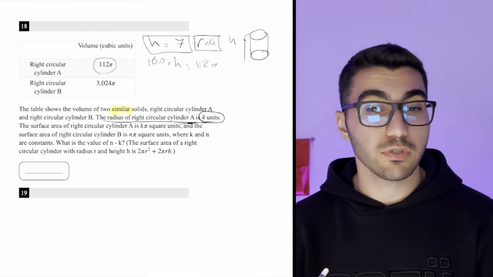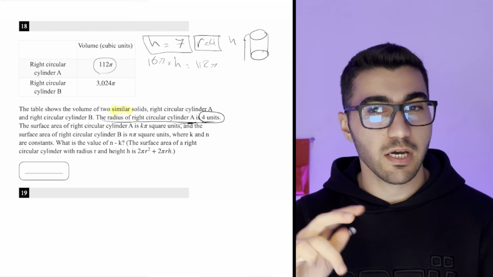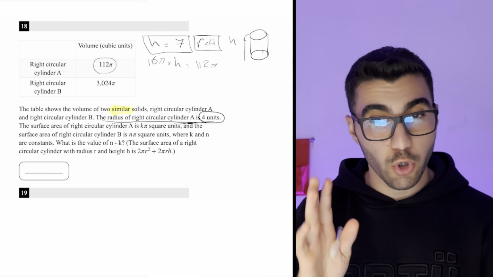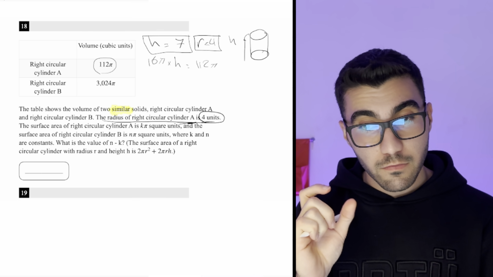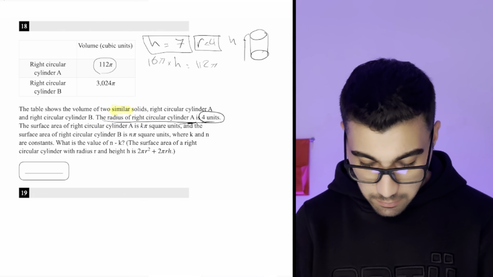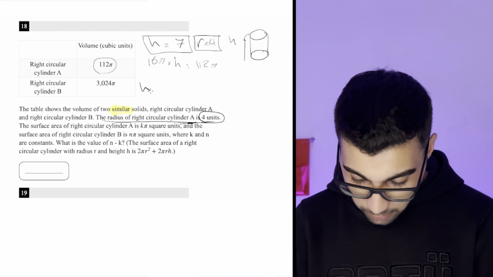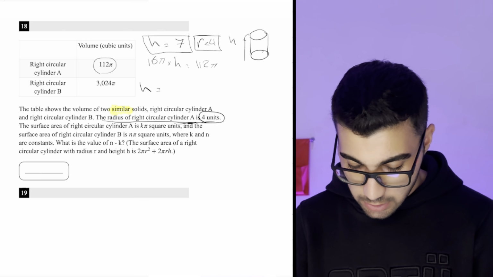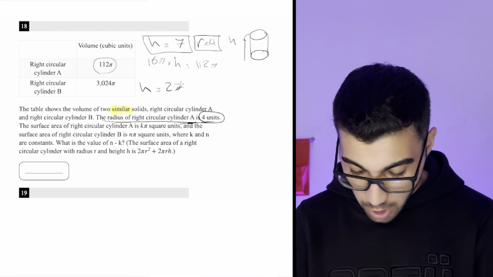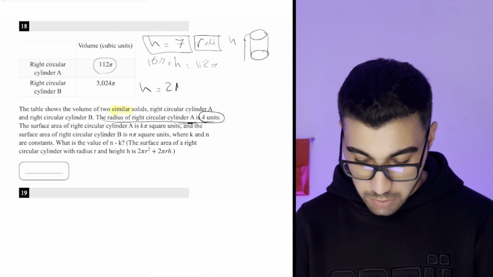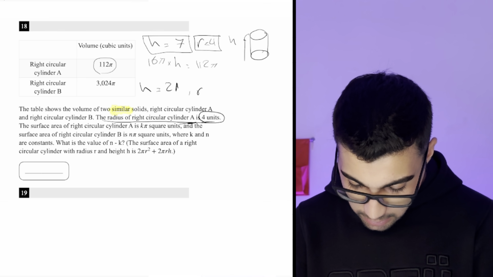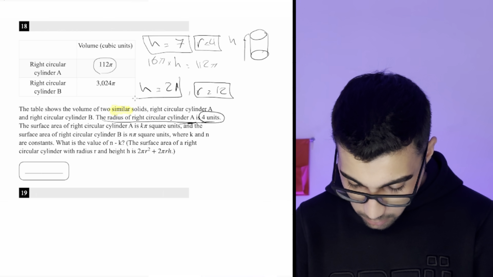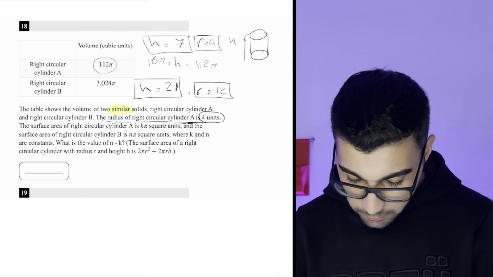And if it was asking for the area, then area is two-dimensional, so you would do square root rather than cube root. I hope you got this part. Now, we just saw that the ratio is 3. So that means the height of B is 3 times the height of A, which means 21 for the height, so 3 times 7. And the radius is 12, 3 times 4. I got the height and the radius of cylinder B.